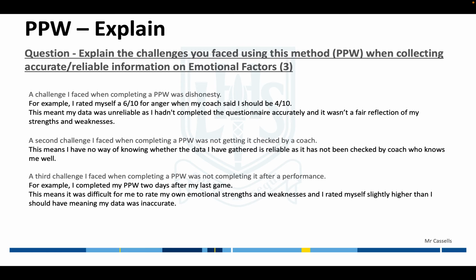So, first example, a challenge I faced when completing the PPW was dishonesty. For example, I rated myself as a 6 out of 10 for anger when my coach had said I should be 4 out of 10. This meant my data was unreliable as I hadn't completed the questionnaire accurately and it wasn't a fair reflection of my strengths and weaknesses. I'll let you read point number 2 and point number 3 in your own time. Again, it might be a good idea to pause the video here.